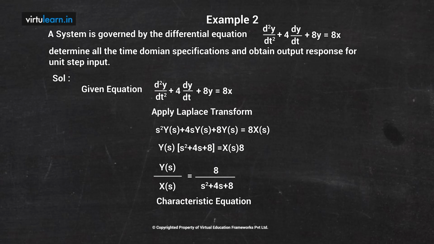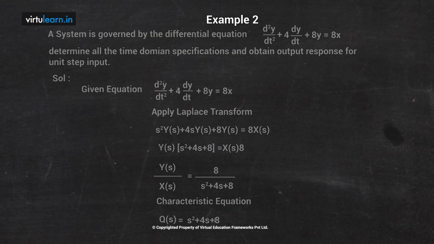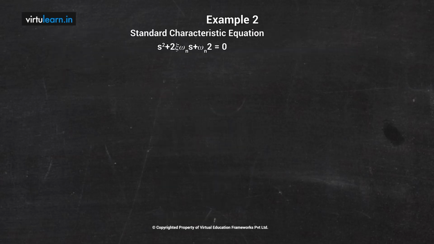So what will that be? s square plus 4s plus 8 is equal to 0, which is the characteristic equation of the given system. Now what is the standard one? s square plus 2 zeta omega n s plus omega n square is 0. By comparing, omega n square is 8, omega n is under root 8, which is 2.83 radian per second. 2.83 is omega n, the undamped natural frequency.